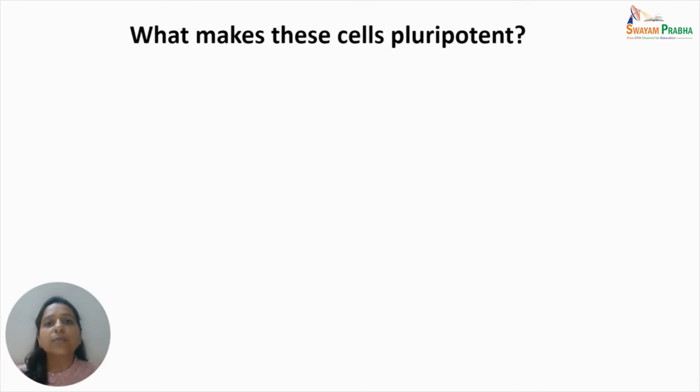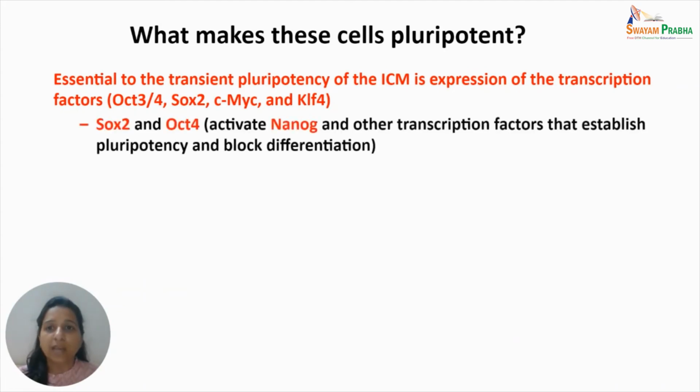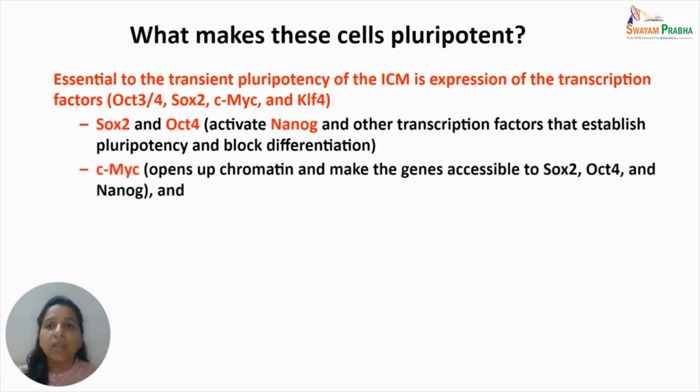Now, what makes these embryonic stem cells pluripotent? What is essential to maintain a transient pluripotency in these cells is the expression of the transcription factors. 4 major transcription factors have been identified till now. The OCT3 or 4, in some cases SOX2, C-MYC and KLF4, out of which SOX2 and OCT4 function by activating NANOG and other transcription factors that establish pluripotency and block differentiation.